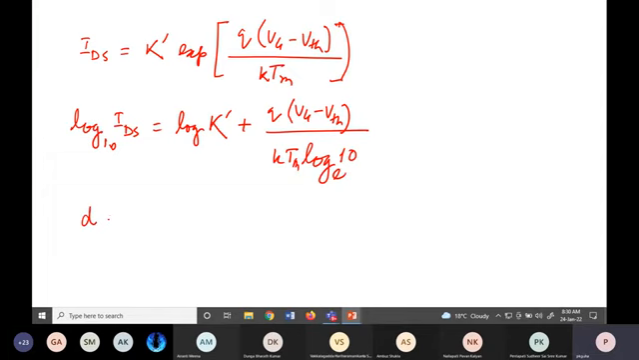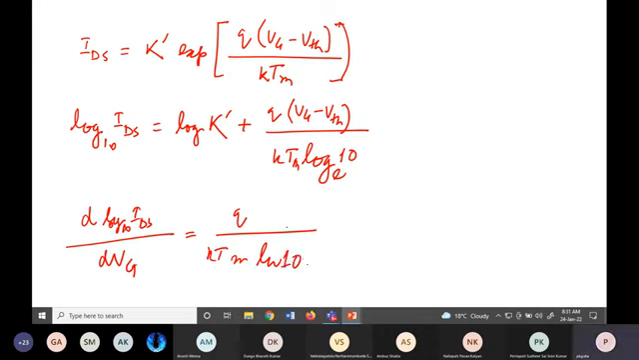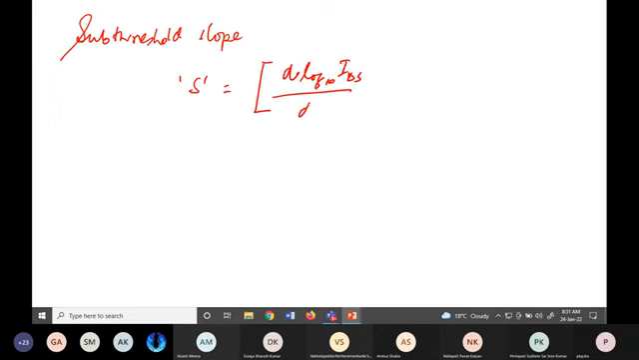Okay, so if we do the differentiation with respect to Vg, the way we define subthreshold slope is the inverse of this. So the unit is millivolt per decade.